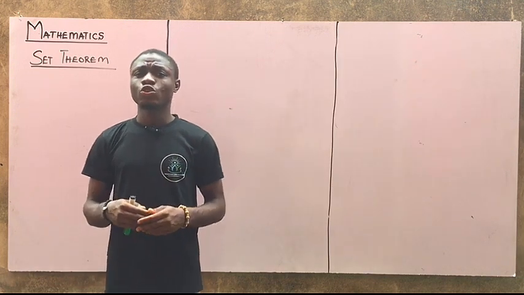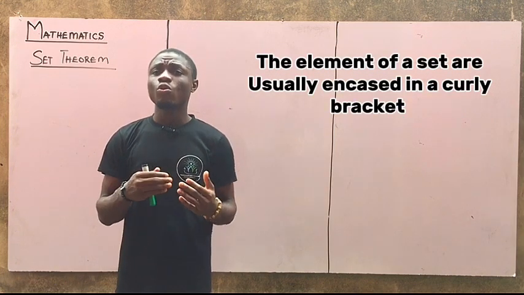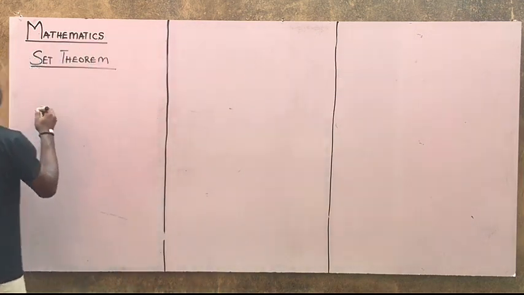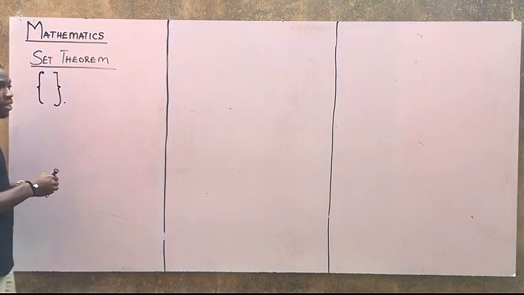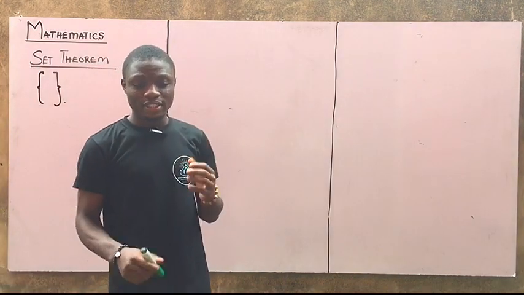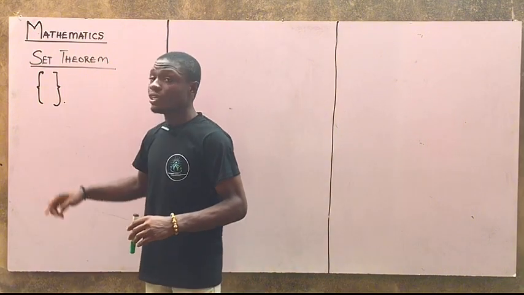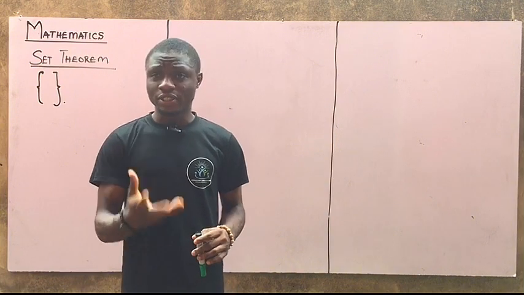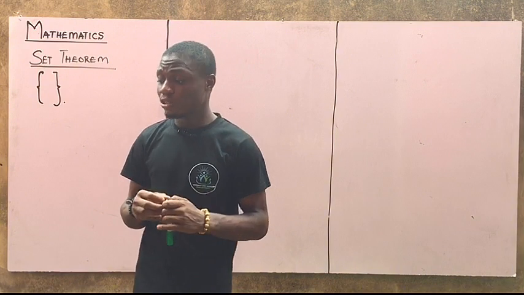It is important to note that a set is usually encased in a curly bracket. So I mean a curly bracket in this way. This is what we refer to as a curly bracket, this one here. So a set has a specific bracket used, known as what? A curly bracket.